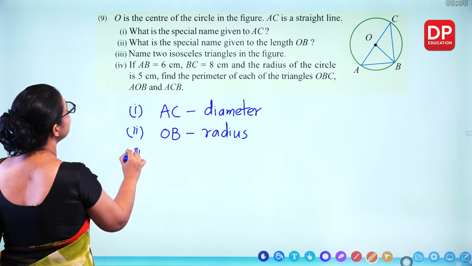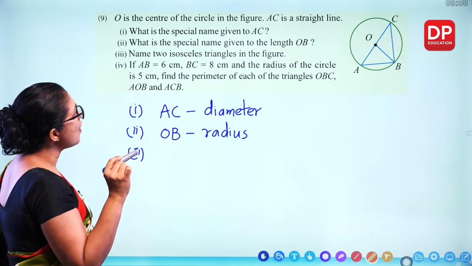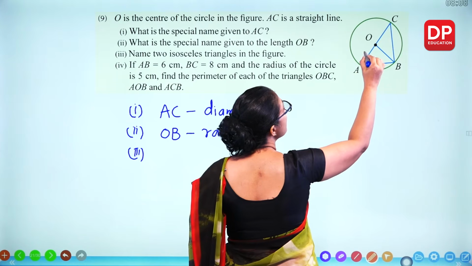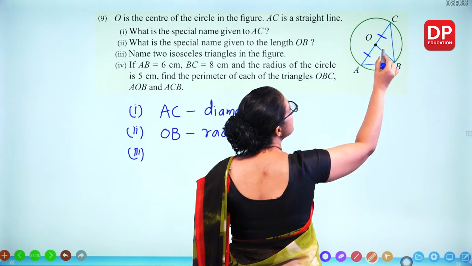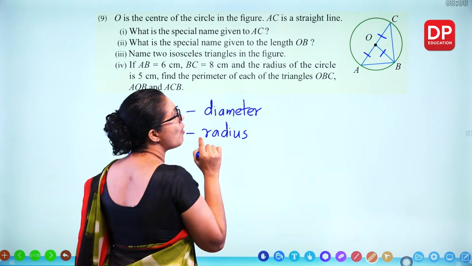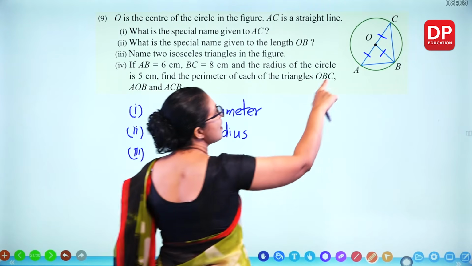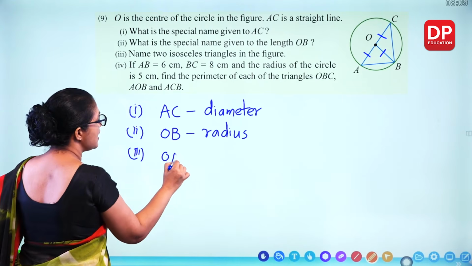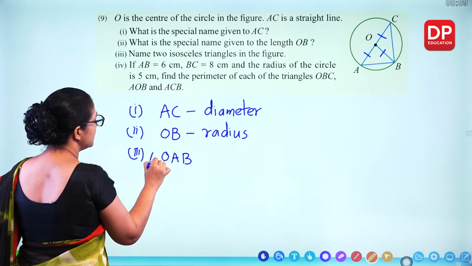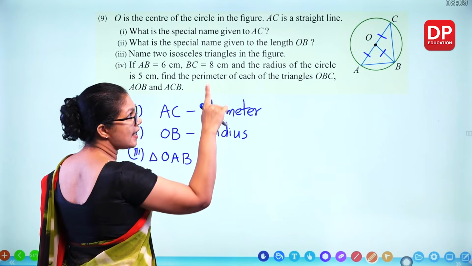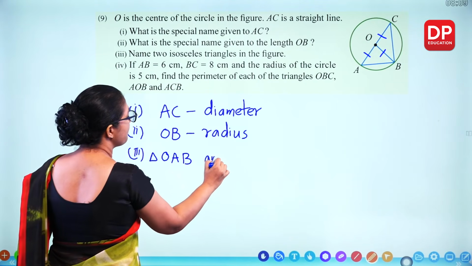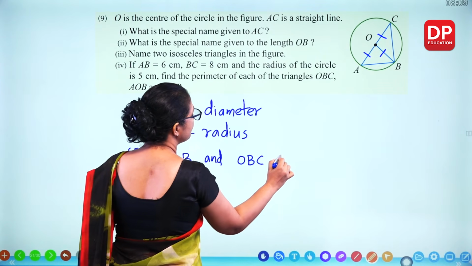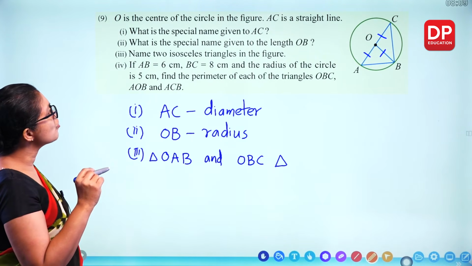Part 3. Name 2 isosceles triangles in the figure. Look carefully. Center to this point, that's the radius. This is also radius and this is also radius. All lengths are equal. Now, 2 sides are equal means OAB triangle. And look at the other side. Two lengths are equal. OBC triangle. Both are isosceles triangles.